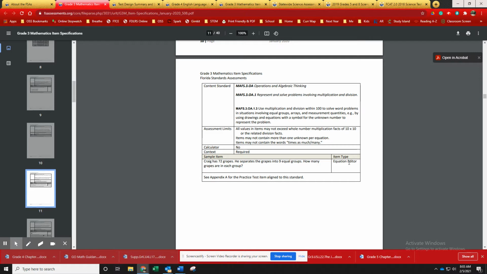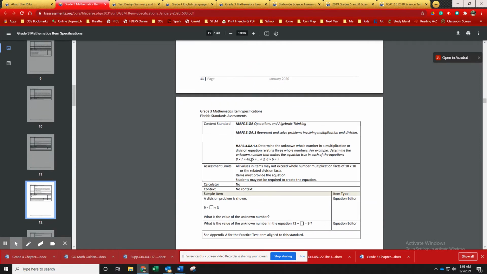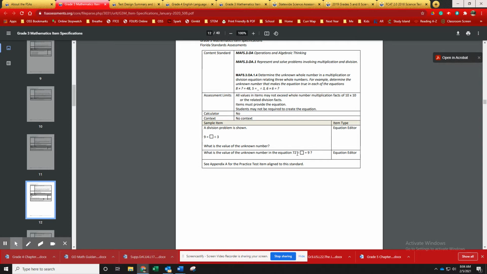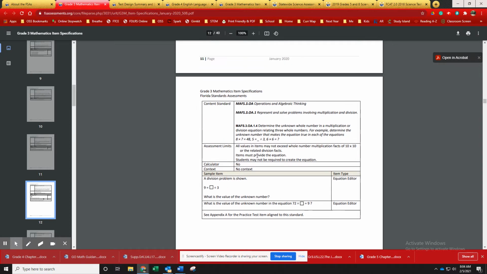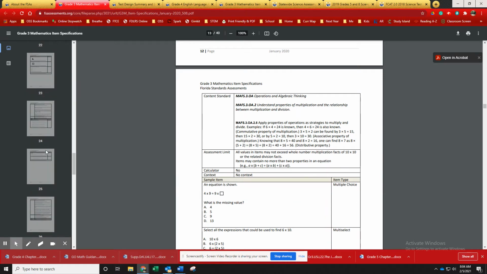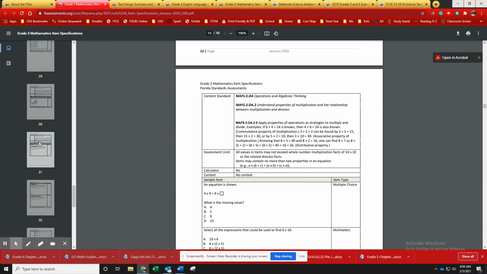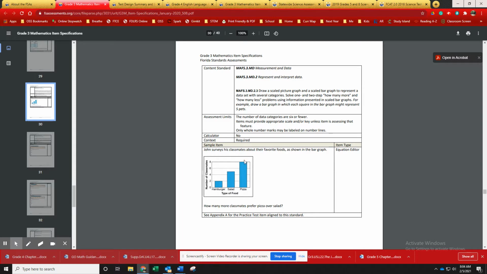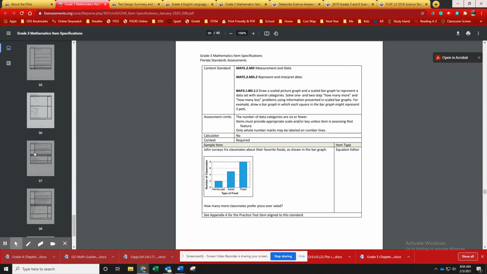There's an equation editor, so make sure they know how to do these things. There are grapes, and it does equal groups. So again, it will show you the types of questions that they will have and what they will keep it to, what it's limited to. And then at the end, yeah, it has the graphs that they'll see.